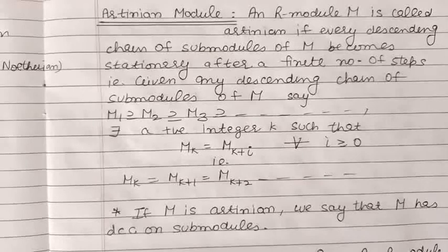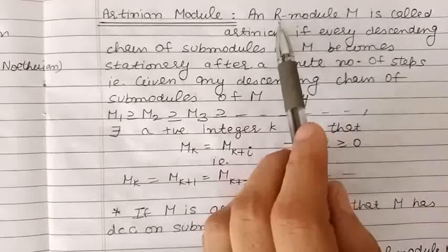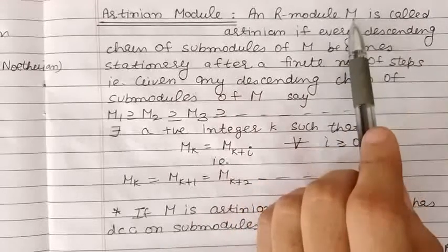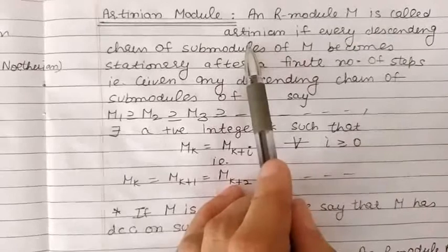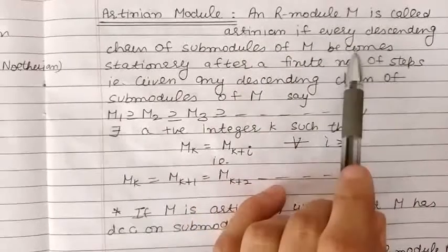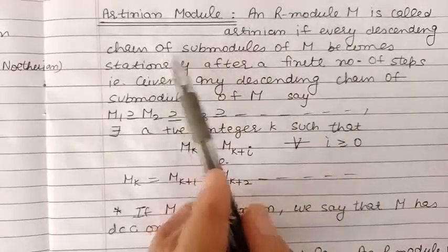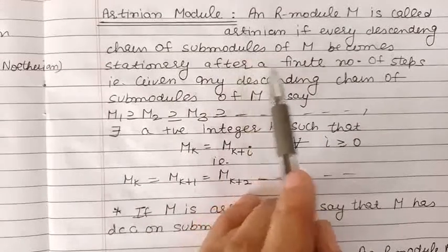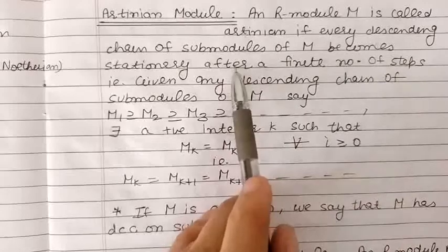Good morning, students. In today's lecture, we will discuss Artinian modules. First of all, we define an Artinian module. Let us take an R-module M. We say that this module M is Artinian if every descending chain of submodules of M becomes stationary after a finite number of steps.